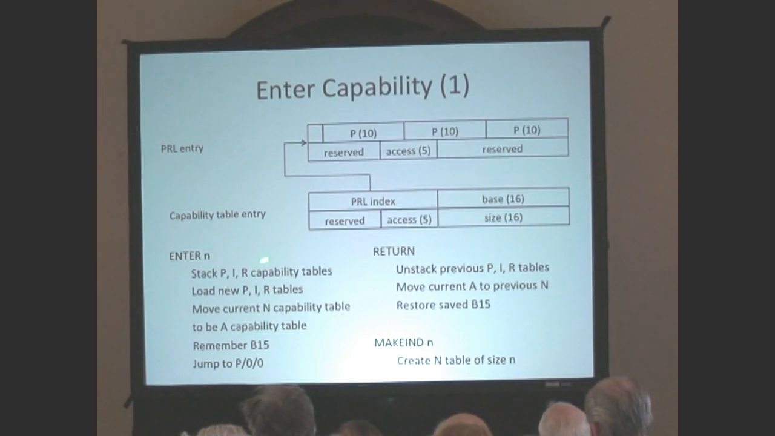So carry in your mind the fact there are these three capability tables, P, I, and R, which are described by the enter capability, and those describe the capability segments of the new protection regime. And let's do it by some pictures.